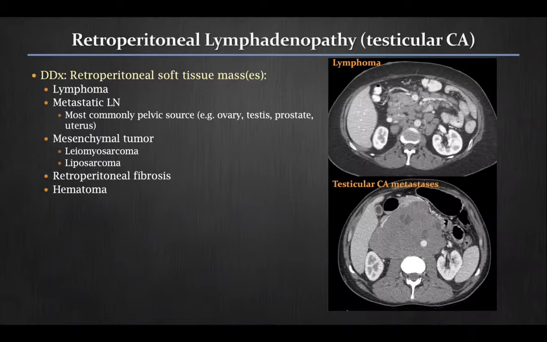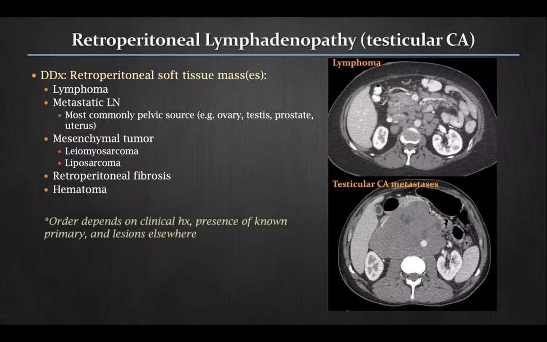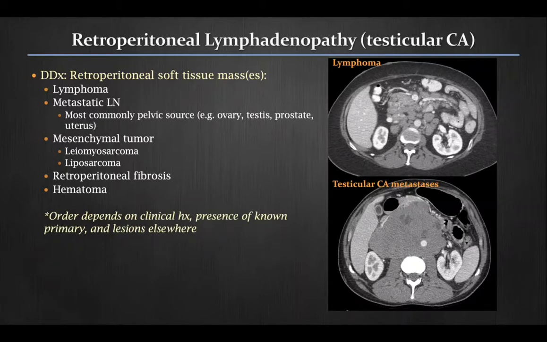So here's an example comparing the lymphoma case with the testicular cancer case. Again, the testicular cancer case has confluent retroperitoneal lymphadenopathy and soft tissue, whereas the case of lymphoma has mesenteric and retroperitoneal lymph nodes. So again, just to highlight this, how you order this differential really depends on what additional clinical information you have, whether you know there's a primary and whether you find lesions elsewhere. So use whatever information you have available to help order this differential.